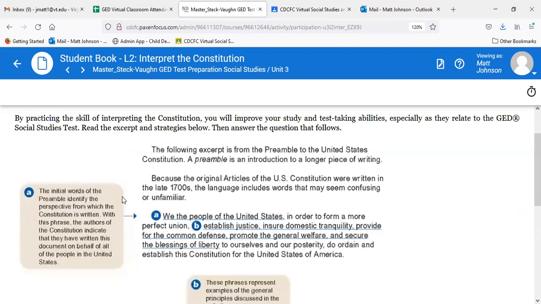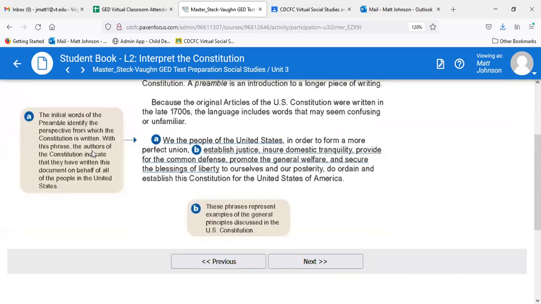So it says here, this is the part of the preamble. The following excerpt is from the preamble to the United States Constitution. A preamble is an introduction to a longer piece of writing. So it says, because the original articles of the U.S. Constitution were written in the late 1700s, the language includes words that may seem confusing or unfamiliar. It says, we, the people of the United States, in order to form a more perfect union, establish justice, ensure domestic tranquility, provide for the common defense, promote the general welfare, and secure the blessings of liberty to ourselves and our posterity, do ordain and establish the Constitution for the United States of America.